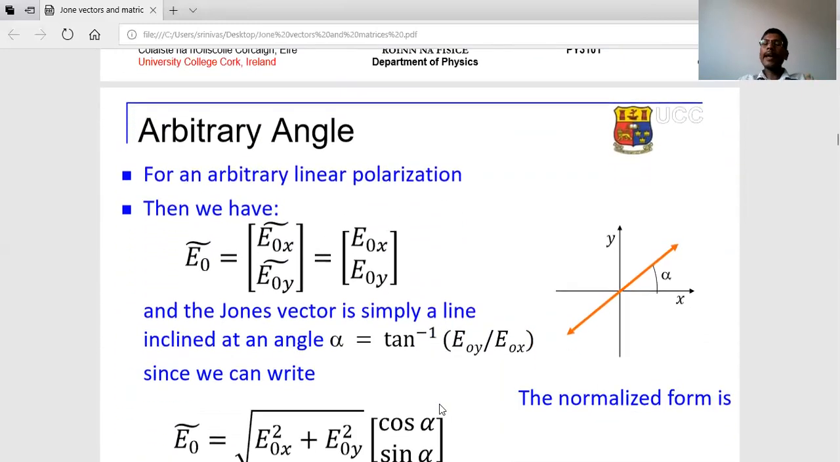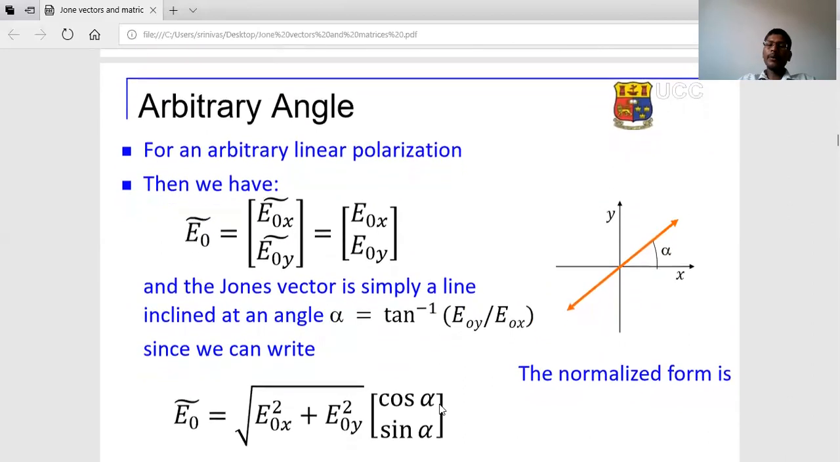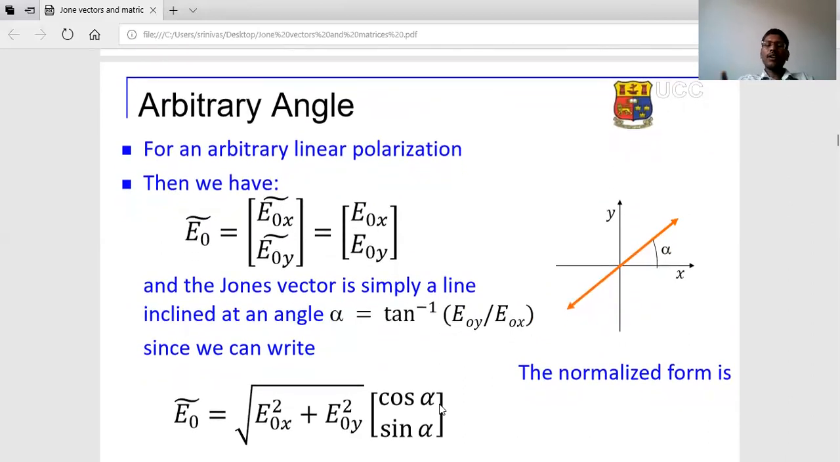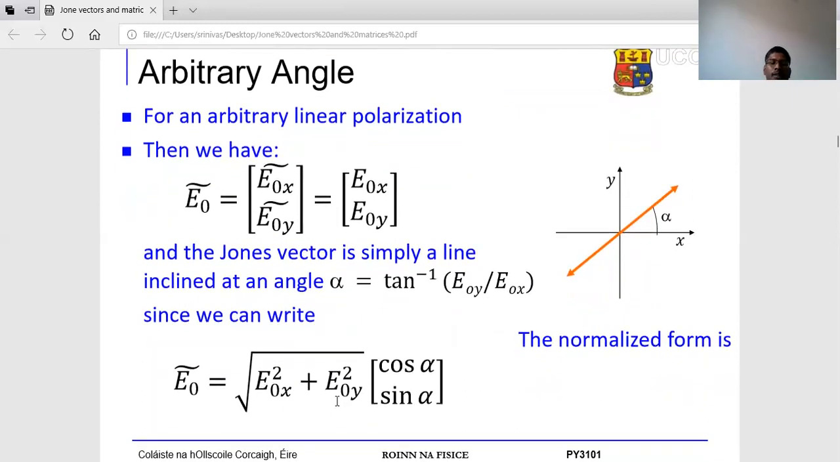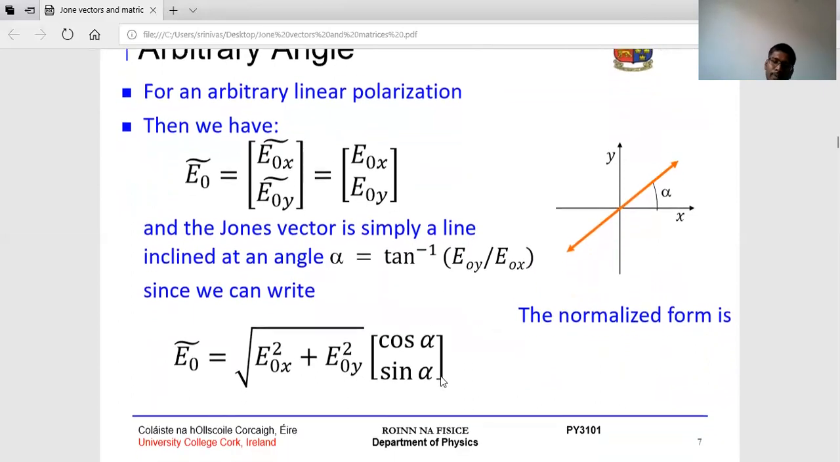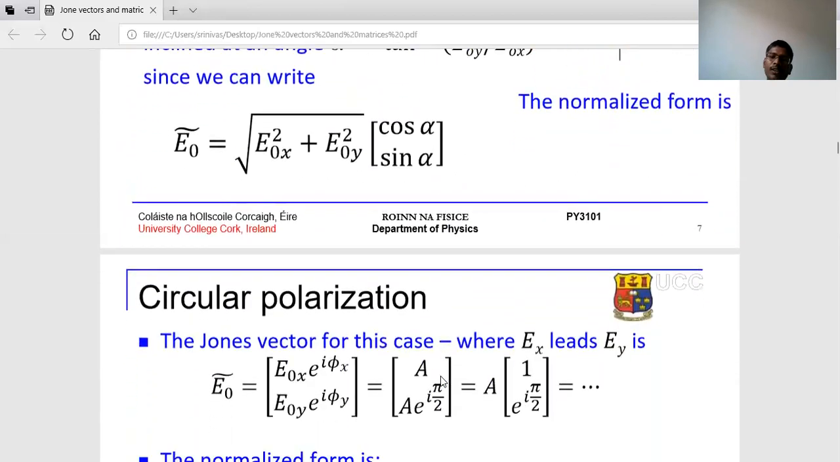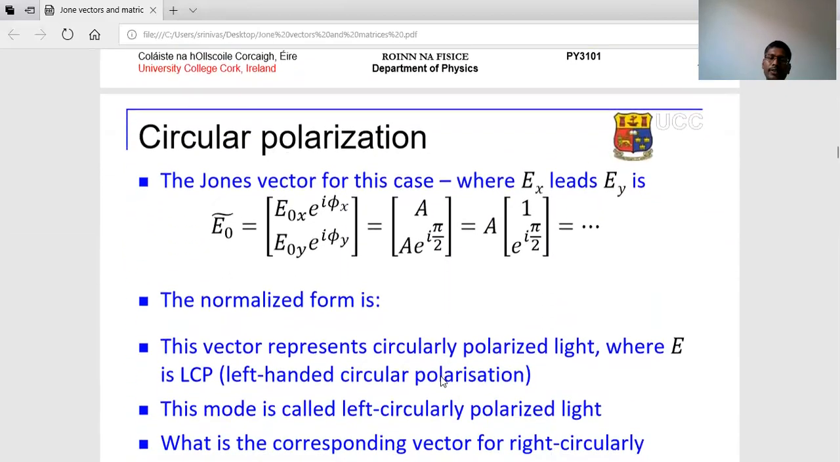Next, for some arbitrary angle between x and y, I take alpha, for example 45 degrees. The Jones vector is simply a line inclined at alpha, where alpha is equal to tan inverse of E naught y divided by E naught x. We can also write it as the square root of E naught x squared plus E naught y squared times the matrix (cos alpha, sin alpha).